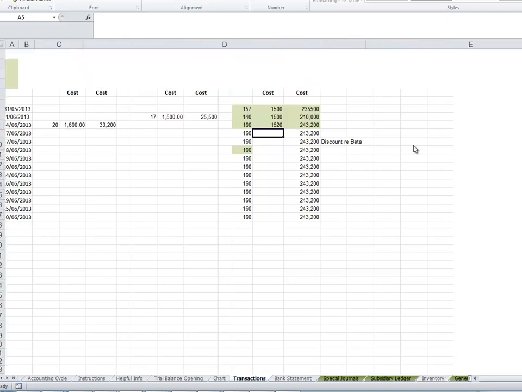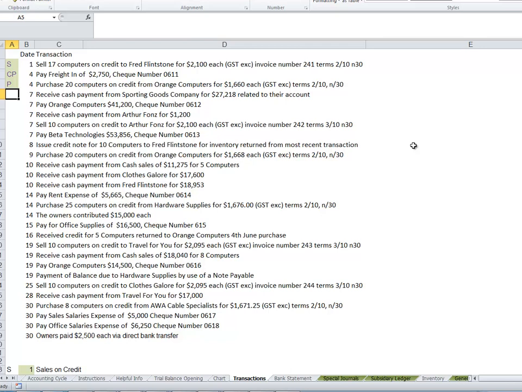So let's go back, look at the next transaction. I'm going to let you do it yourself. I'll come back and do this in a few days. I'd like you to go on and do a few by yourself to see how you go.